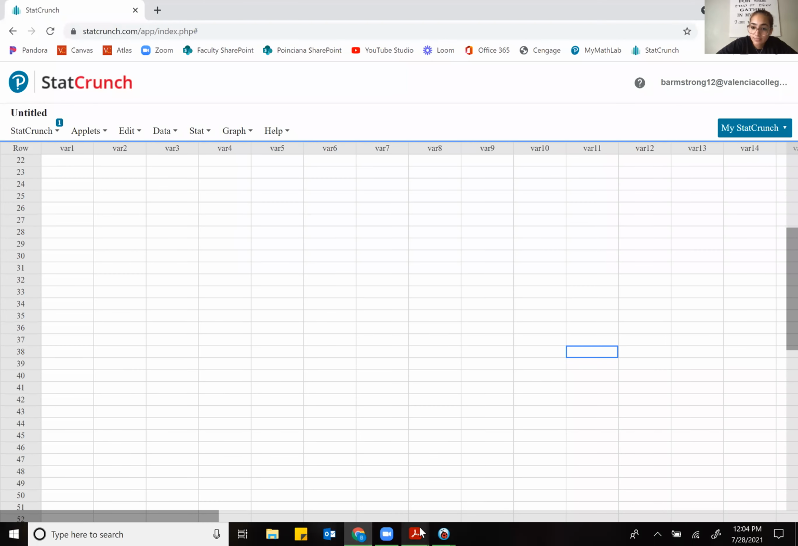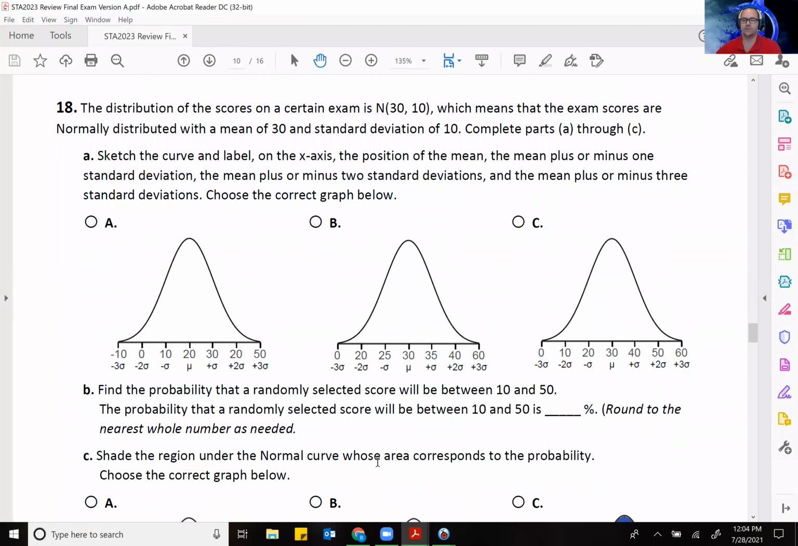And then the question is, which graph is it? And you said C. I agree. All right, so part B. Find the probability that the randomly selected score will be between 10 and 50. 95%. Agree.